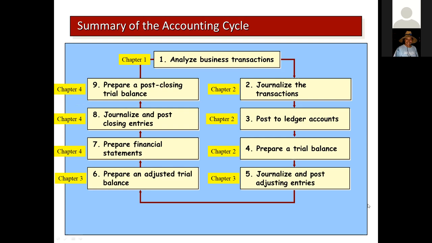Okay, so that's basically what is covered in the first four chapters. And I hope most of you are familiar with that by now if you worked through all the assignments. Okay, so anybody have any questions? No questions, okay.